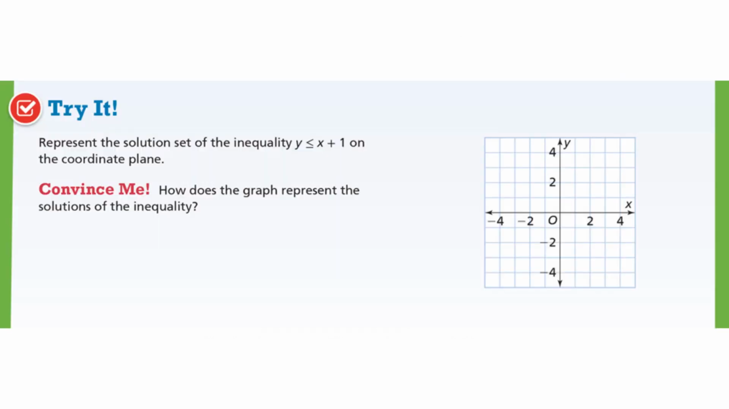For our try-it example, we're using the equation y is less than or equal to x plus 1 on the coordinate plane. We start with our y-intercept, so we're going to graph positive 1 first. After that, we're going to do our slope. We know that that is really a 1x. Because it is a positive 1x, positive means we go up. So we're going to go up 1 and right 1 to graph our points, up 1 and right 1, all the way across the graph until we reach the edge.